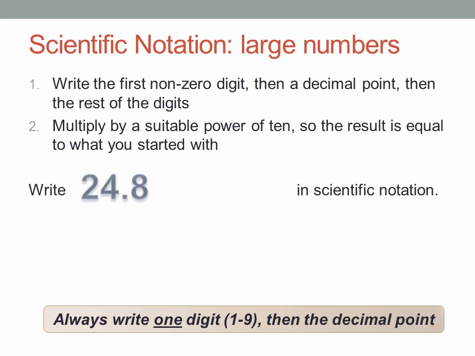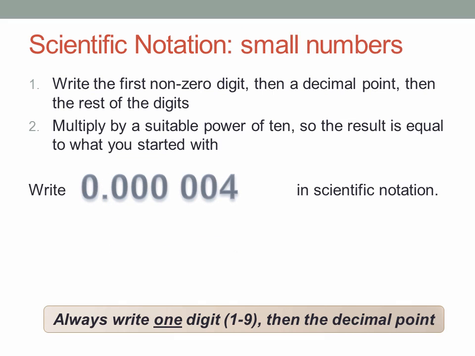One more like this, a little bit trickier. 24.8. Well, it's 2.48 times what power of 10? Look at the first digit, 2 in the tens column. So the power of 10 is 1. Now I know that 10 to the power of 1 is just 10. You don't actually have to write the 1. But in scientific notation we usually do write the power of 1, just to be consistent with the normal format.